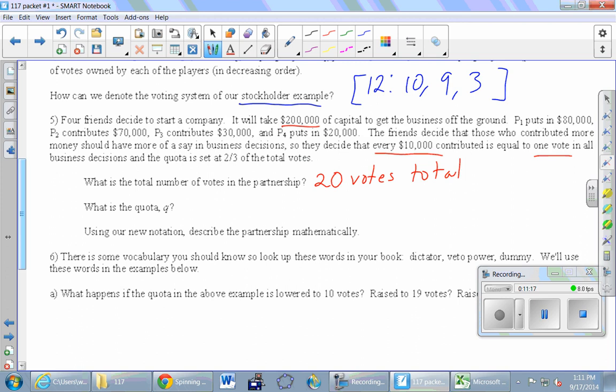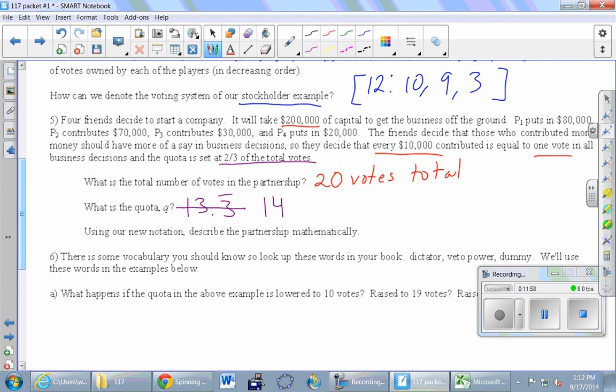And then it says that the quota, Q, is 2/3 of the total number of votes. 2/3 of 20 is not a whole number. How much is 2/3 of 20? 13 and change, 13.3 and change. So I'm going to write 13.3 and then cross it off. In order for something to pass, it needs to have at least 13.3 votes. But that's not a possible number, so 14 is the minimum required number of votes. So cross that off and say, okay, got to have at least 14 votes.